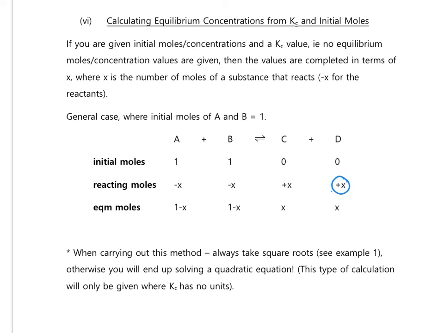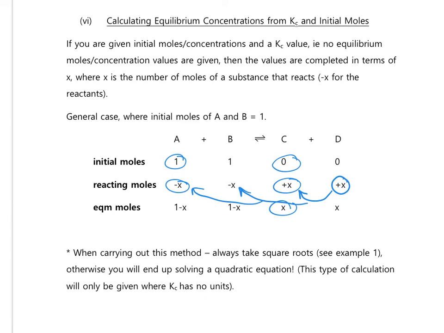And then we've used our ratio to get these values, and they're all just 1 to 1. Equilibrium moles again is just initial plus reacting. So initial plus reacting here is 1 minus x, and here it is just x. So this is just a general one.